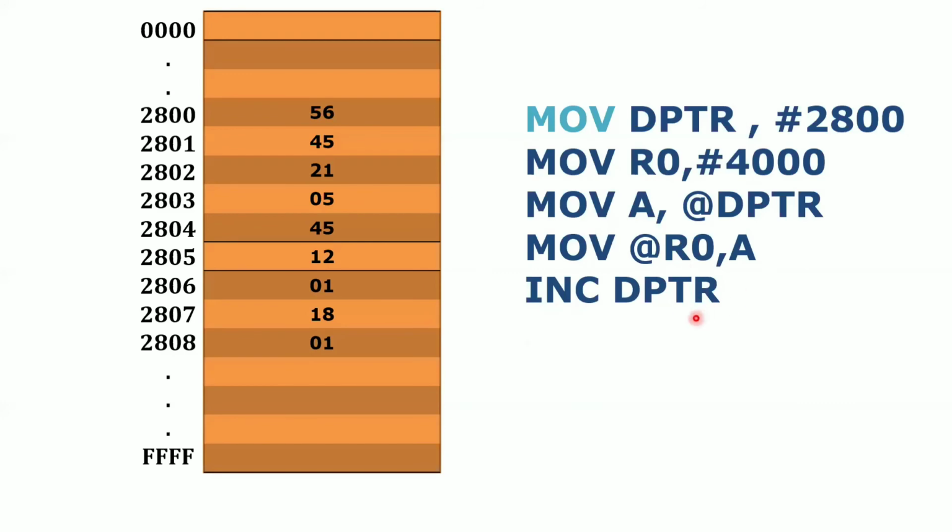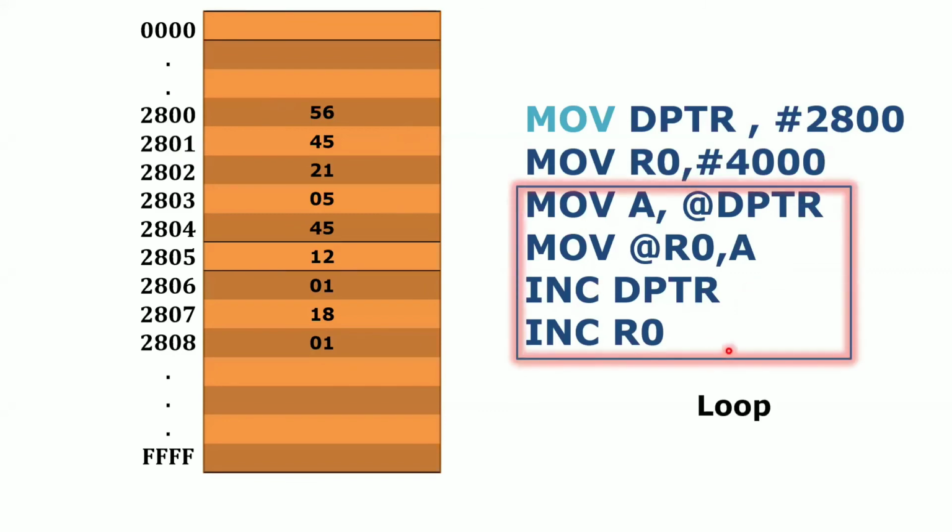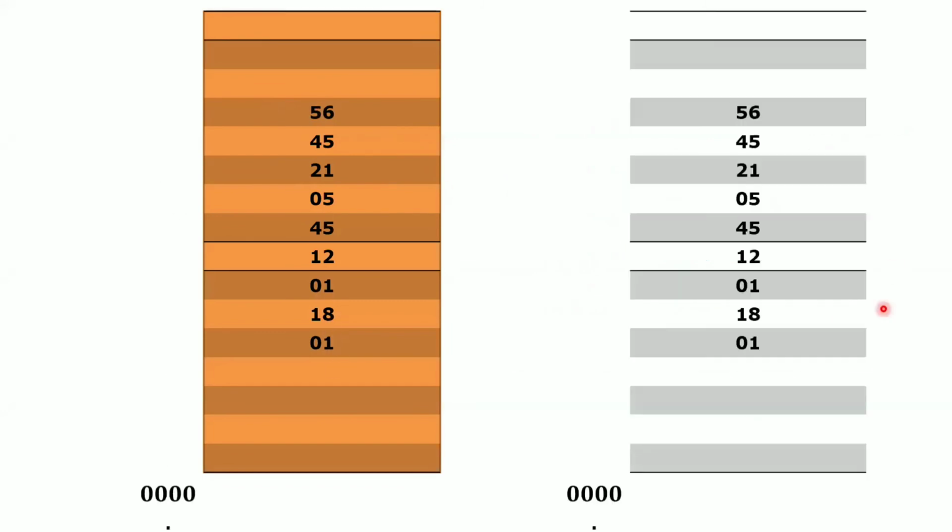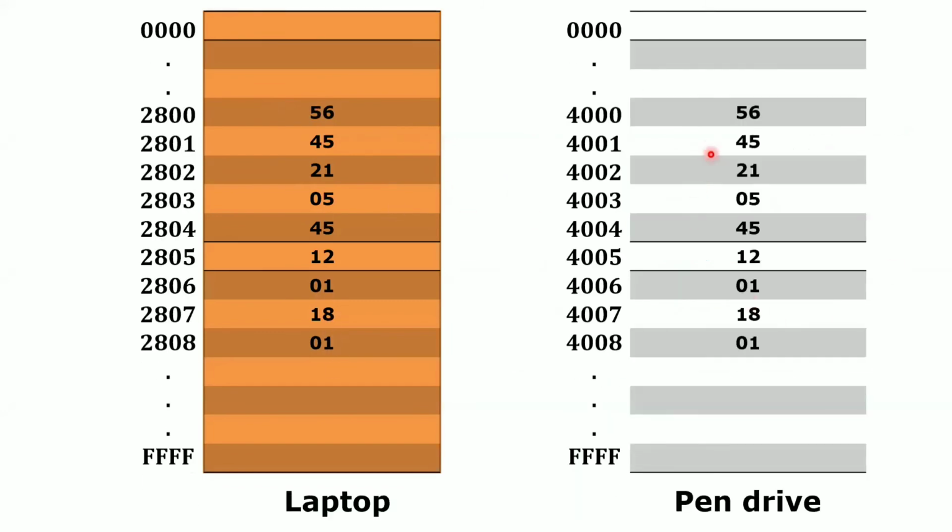And increment the DPTR and increment the R0. I mean increment DPTR to 2801. You will get the next address location. Again, you will do the same process, copy this one and increment R0. So R0 will increment to 4001. Okay, so we'll put it in a loop. That means it keeps getting the sequential data and copying it into another memory location. So after executing this program, your movie is copied from this one to this pen drive.